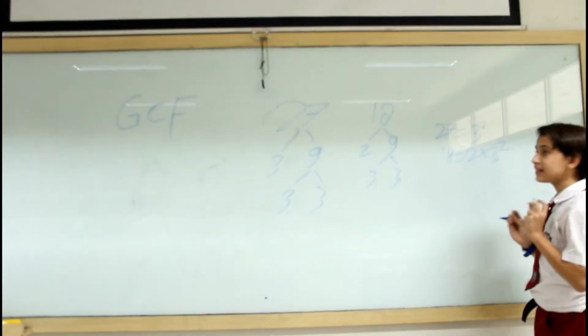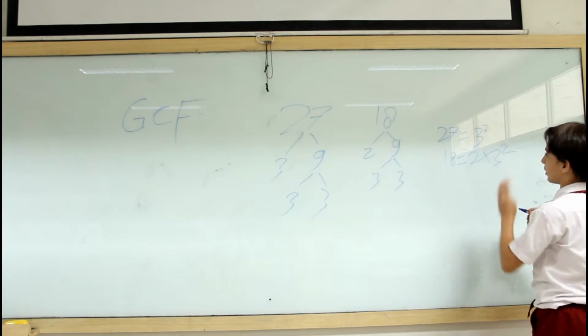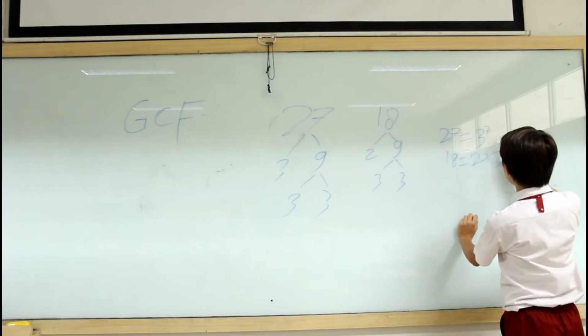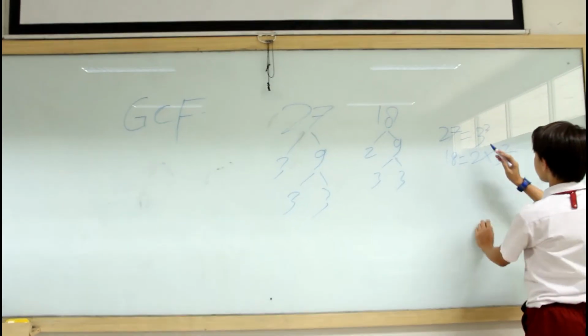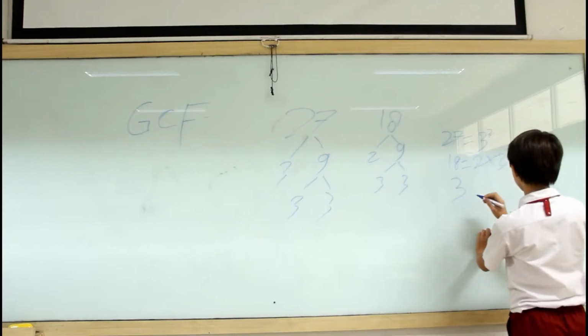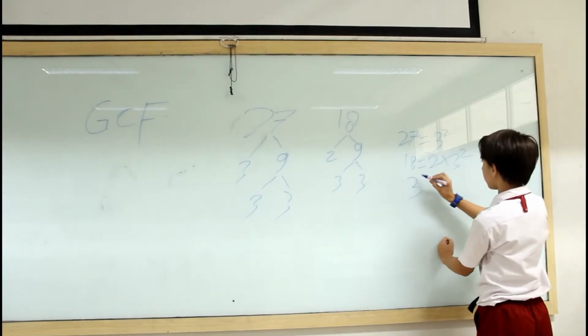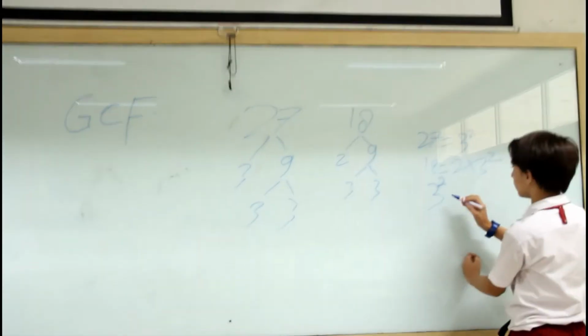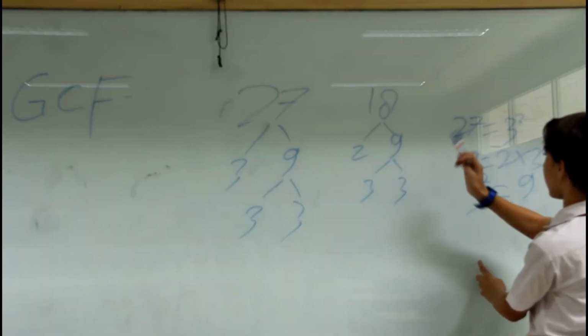GCF is to find the smallest power out of these, and it has to have an exact copy in the other number. Is there a 2 on this one? No. But there are 3's. So that means the answer would involve 3. And which is the smallest power of 3? Which is 3 to the power of 2. So this will be 3 to the power of 2. 3 times 3 would be 9. So the GCF of 27 and 18 is 9.